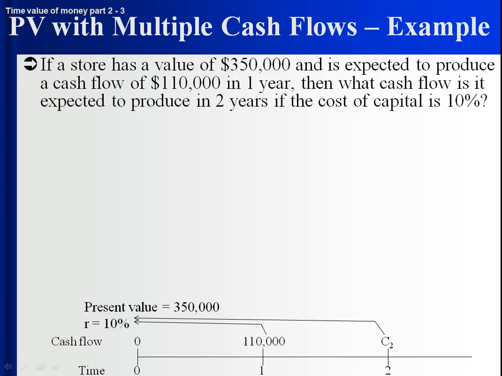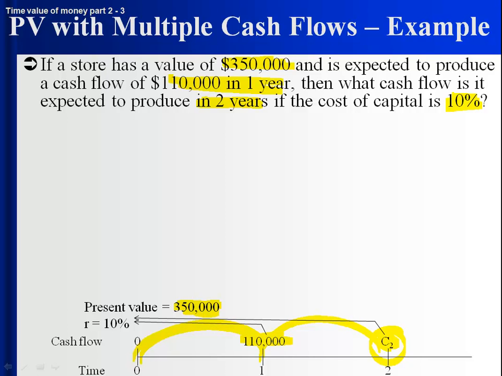All right, so here's a classic Finance 301 type of problem. You have a store that has a present value of $350. So our store is worth $350, expected to produce 2 cash flows, $110 in a year, and we want to know what the cash flow is expected in 2 years. So we're trying to find the mystery cash flow, and the cost of capital is 10%. So what we know is that our store is worth $350. Why? Because 110 over 1.1 plus mystery cash flow over 1.1 squared is equal to 350.